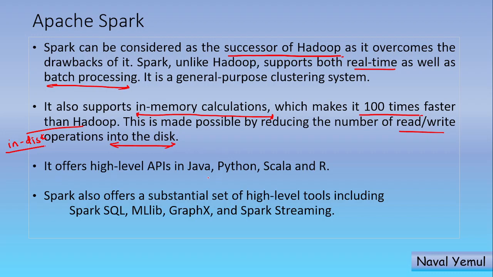It offers a high level API. It means you can use Java, Python, Scala, and R in Apache Spark. And you can not only use Spark as a framework, you can go with Spark SQL. You can do machine learning workloads using Spark. You can use graphics using Spark. Also, Spark is used for streaming. Streaming is a real-time workload that can be supported with Spark.